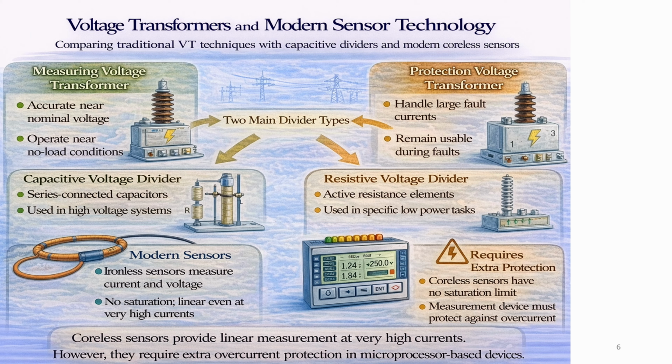However, this also removes an important protective feature. Traditional transformers limit secondary current during faults due to core saturation. Coreless sensors do not provide this limitation. As a result, the measurement device must include additional protection against overcurrents. Understanding these differences is essential when selecting voltage transformers or modern sensors in protection applications.